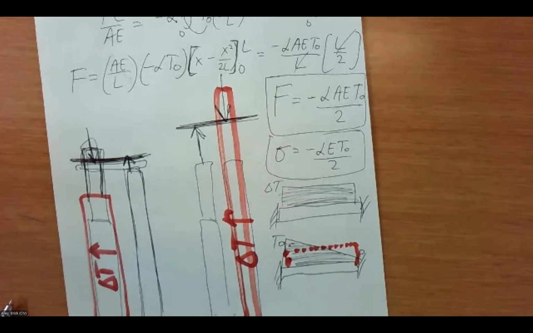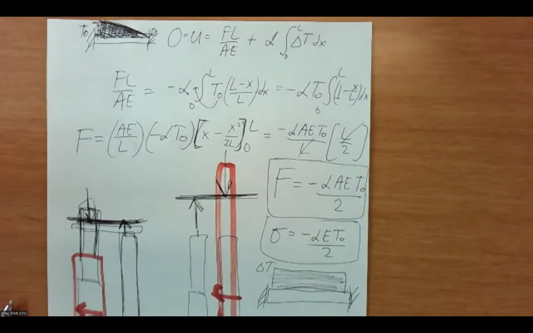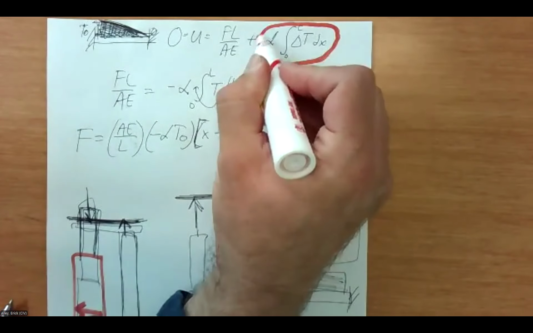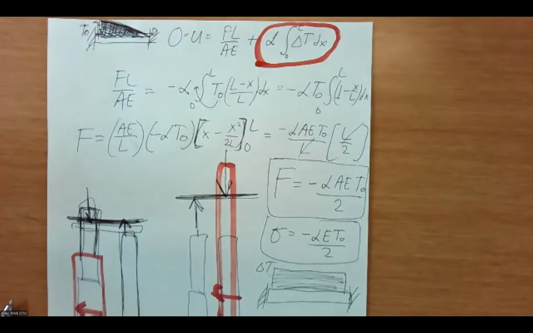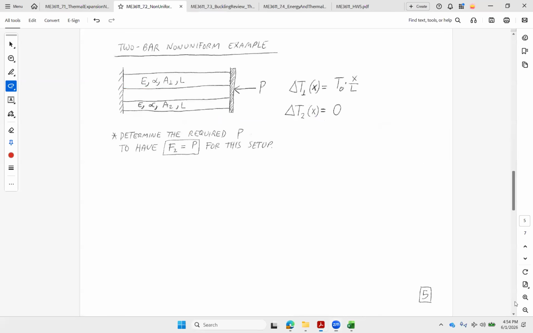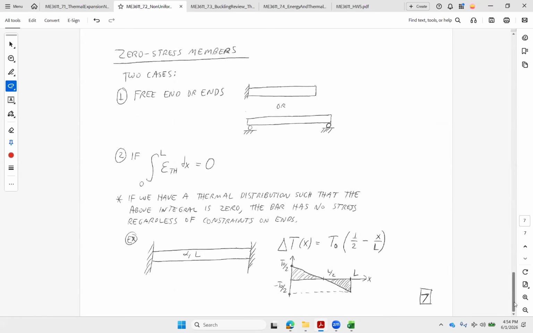All right, anybody had any questions about that one where we looked at a tapering delta T? Only difference is this part. The FL over AE still stays the same as it. All right, I'm gonna gloss over this one for lack of scratch paper right now and jump over and talk about a couple of special cases.